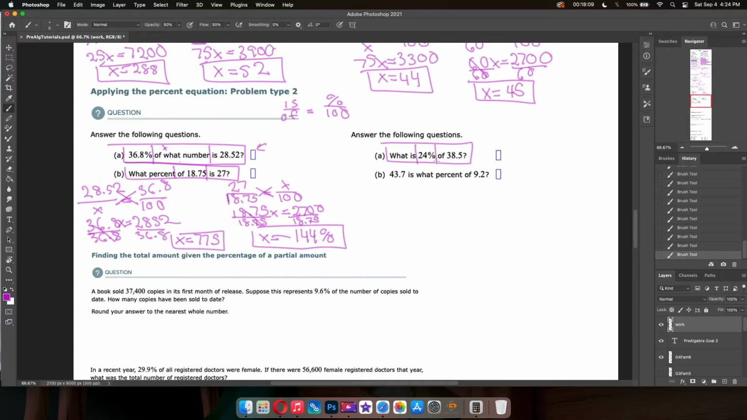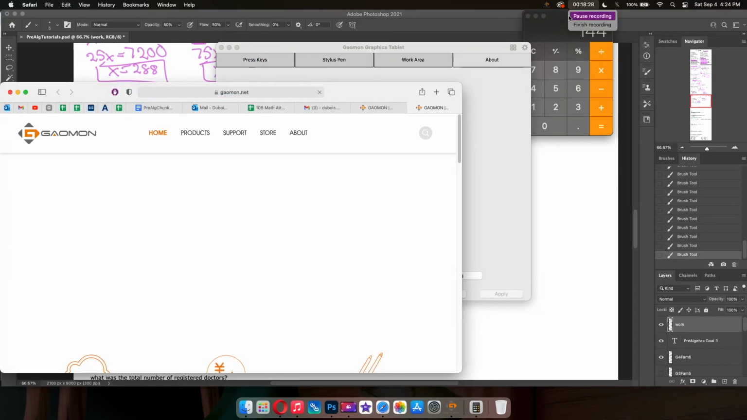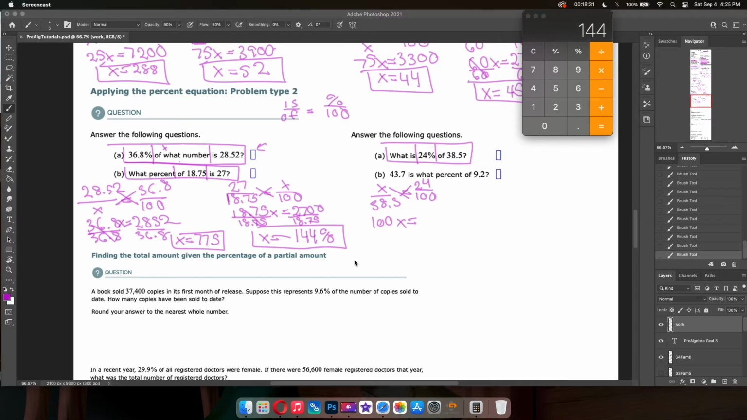What is percent of? So what is of 38.5, and then it's 24 over 100. So cross multiply, we have 100x equals whatever that unholy mess is. So, whoops, what is this? No, stop, computer. Oh my God. All right, my computer stopped having an aneurysm.